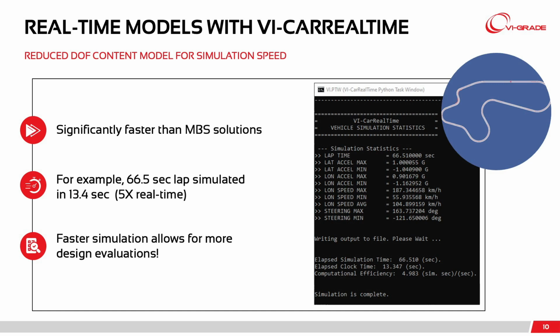So for reduced degree of freedom, the models can run significantly faster than multi-body solutions for sure, and can even run, depending on the model that you build, sufficiently faster than real time too. This is just an example of an output from a run I did on a lap of a track. The simulation lap took 66.5 seconds, but the actual clock time it took to run the simulation was 13.4 seconds. So something like 5 times faster than real time.